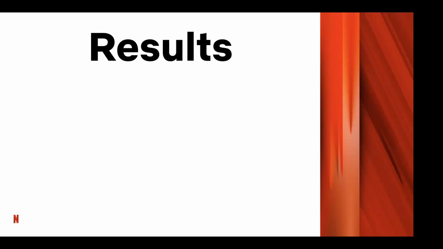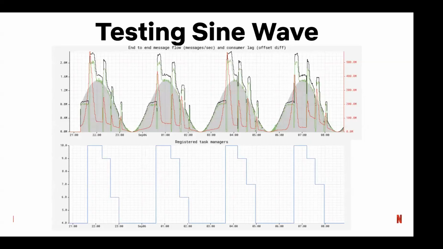So I'll go through some results. Here's a test done with a test router and synthetic data. In the top graph, the gray area represents the event rate per second over time for the source topic, which follows a sinusoidal pattern. And if you look at the graph below, which is of the number of nodes in the cluster, you can see that autoscaling adds and removes nodes that follow the sinusoidal traffic pattern.